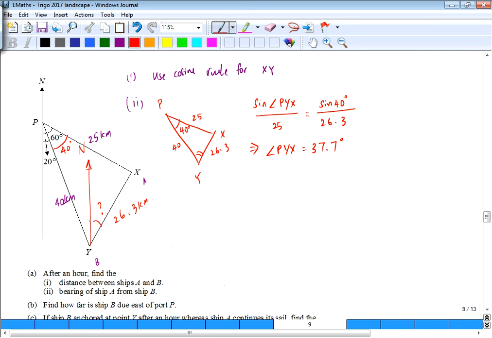So since this angle is 37.7 degrees, I can find out what the question requires, because alternate angles over here, this is going to be 20 degrees. So bearing of A from B is equal to 37.7 degrees minus 20 degrees. With 3 numbers, you get 017.7 degrees.